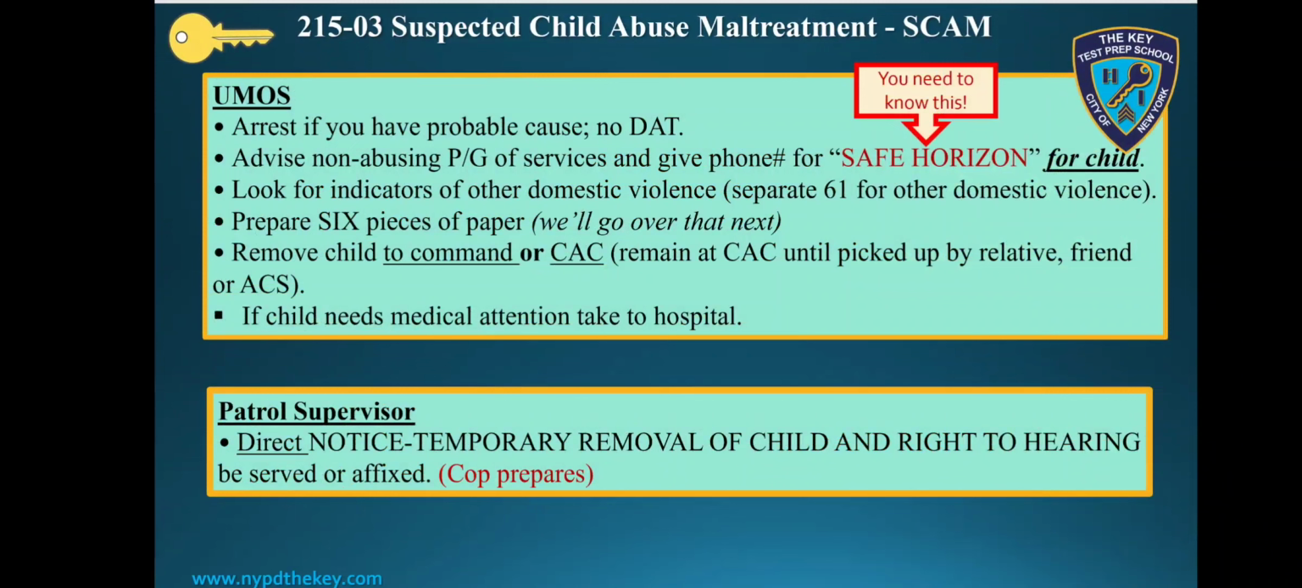So back to the UMOS. UMOS, arrest if you have probable cause. They don't get a DAT. Advise the non-abusing parent or guardian of services and give a phone number for Safe Horizon for the child. Just knowing that you give out the phone number for Safe Horizon was worth 1 point on a previous exam. So you have to know that. Look for indicators of other domestic violence. If you see indicators of other domestic violence, like the wife is abused, for example, then you do a separate 61 for other domestic violence.